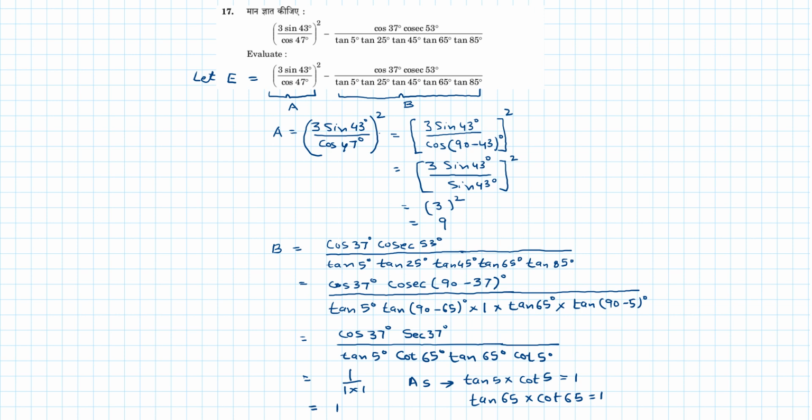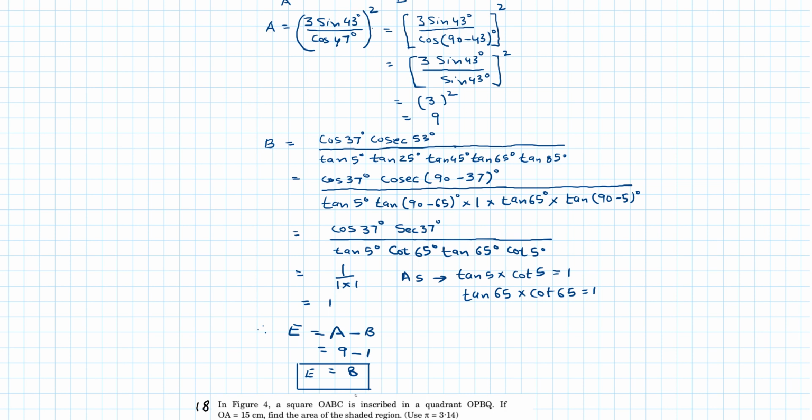So here we get the expression, ultimately the answer of B we get is 1. But our original expression was E is equal to A minus B, that is 9 minus 1, so that evaluates to 8.